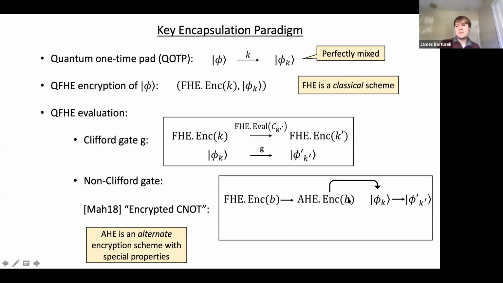In some sense, it's actually like teleporting the bit B into the superposition. In doing this, a byproduct of this evaluation is a measurement. And that measurement is actually another AHE encryption of some other bit B prime. And I'm writing explicitly here the randomness that was used to generate this encryption. So in doing this transformation, you measure a ciphertext. And then, as a final step, you actually have to convert this ciphertext back into an FHE encryption.